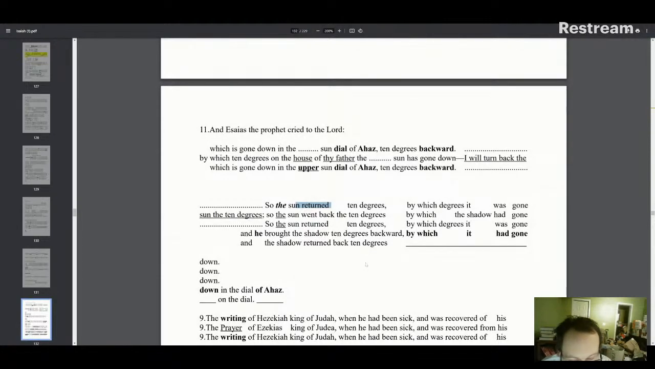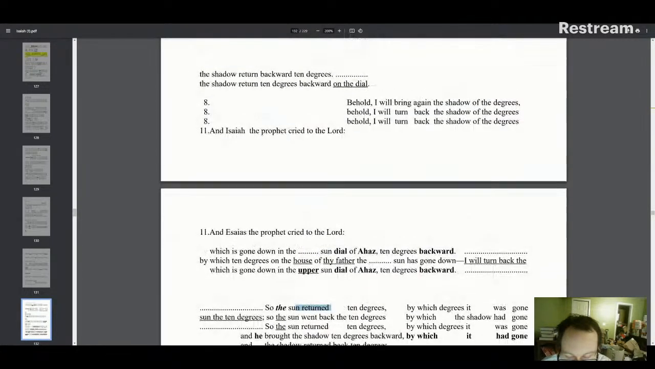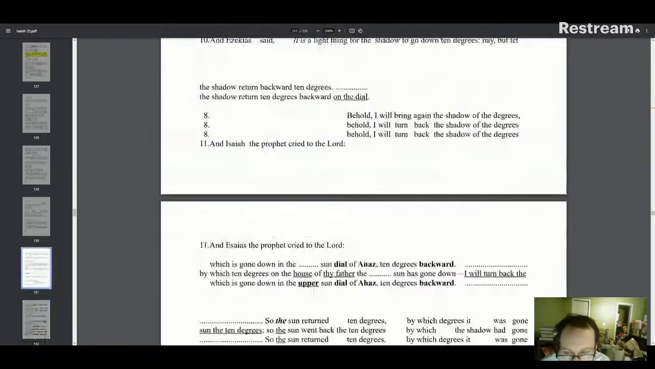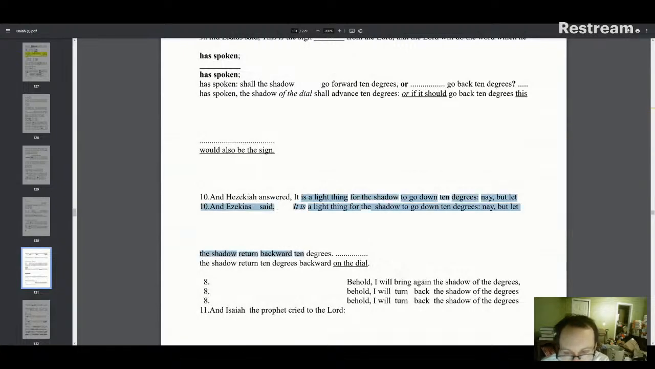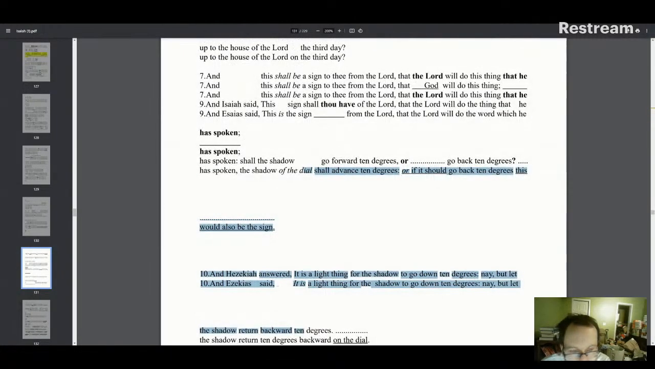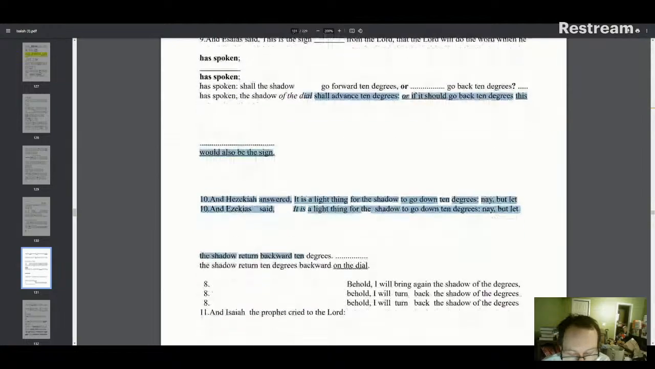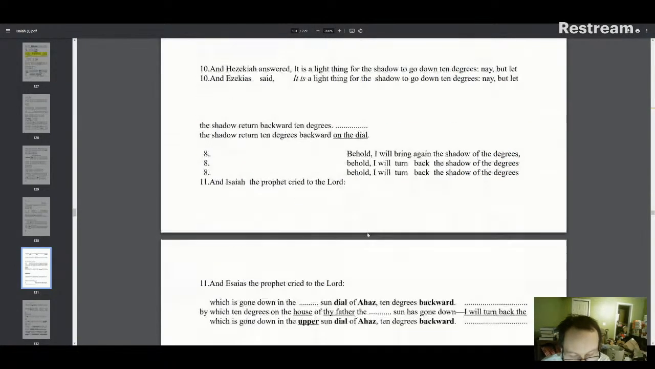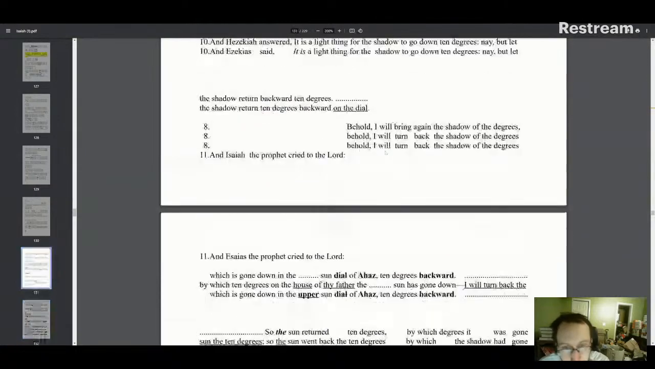2 Kings does this a little differently. It says, Isaiah the prophet cried to the Lord, and he brought the shadow 10 degrees backward, by which it had gone down in the dial of Ahaz. So, on the one hand, we have a dialogue back and forth of Hezekiah being asked, what should the sign be? And then Hezekiah asks for a certain sign. The Isaiah text simply has God declaring that this will be the sign. So, interesting difference.